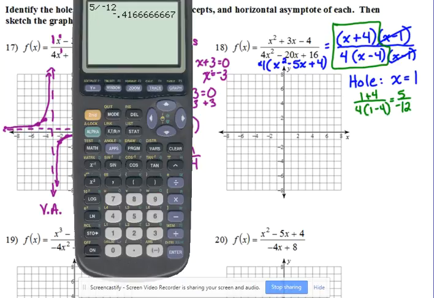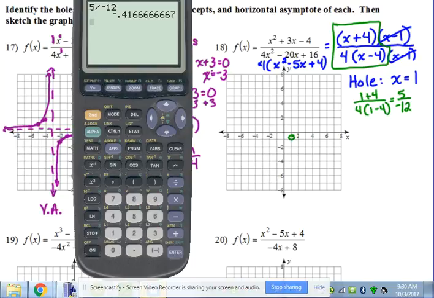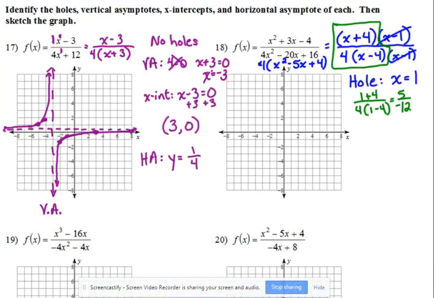Negative 0.4166. So we can plot our hole, since we know the x and the y, we put an open circle where that's supposed to be. So at positive 1, negative 0.4, and mine's not in a very good spot there. More like right there. Okay, put an open circle right there on your graph.